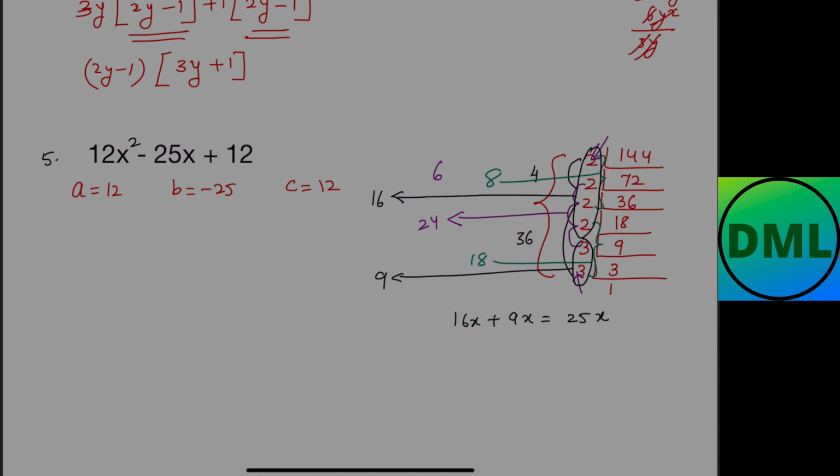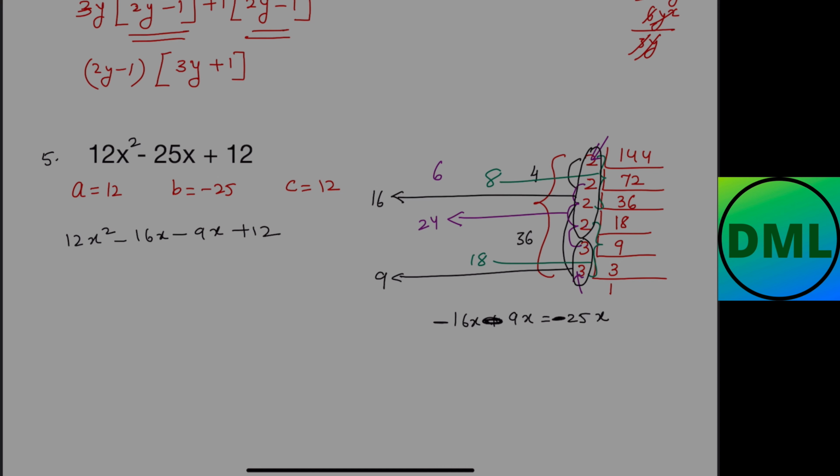Do I need positive 25x or negative 25x? Let's see in the question. I need negative 25x. That means these two should be negative. Let's change the sign here. It should be negative here. It should be negative here. And my answer is negative 25x. Let's split the middle term as 12x square minus 16x minus 9x plus 12.